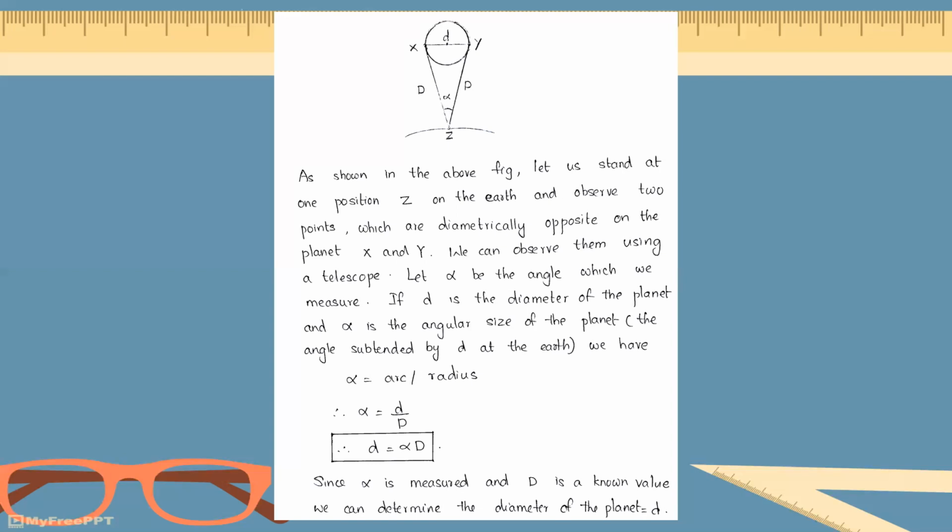What we want here is small d, because that is the diameter of the planet. Therefore, small d is equal to alpha into capital D, where capital D is the distance of the planet from the surface of the earth, which already we have measured just now. Since alpha is measured and capital D is a known value, we can easily find the diameter of the planet, small d.